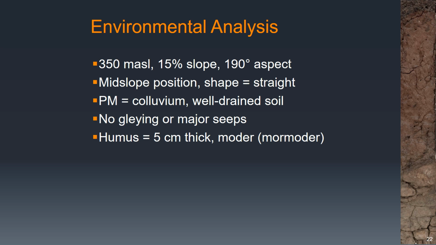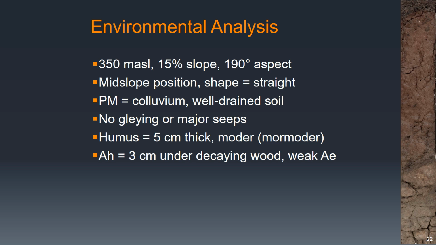The humus is 5 centimeters thick, and the forest floor form is a mor, or specifically a moder. There's a 3 centimeter AH horizon under decaying wood. An AH horizon is the first mineral horizon, but one that has had humus mixed into it from above. And we also have a weak AE horizon. That's a zone of eluviation where fine soil particles have leached out, so probably a thin gray line in the soil.